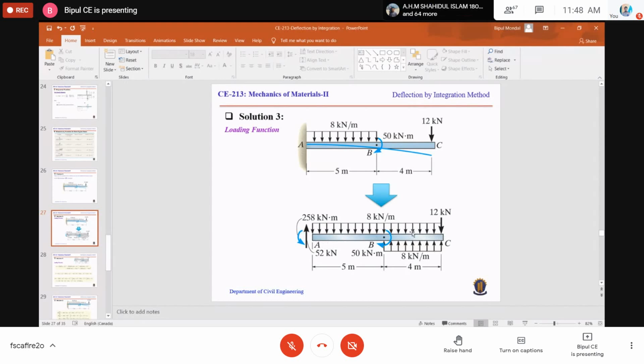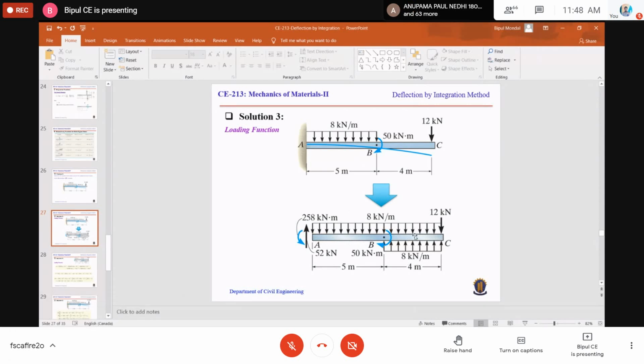Therefore, we will cut the beam at a location where the deflection equation will cover the full length of the beam. If we cut the beam here, then that deflection equation will cover this length only. But if we cut the beam here, then that deflection equation will cover the full length of the beam. Therefore, we will cut the beam here.